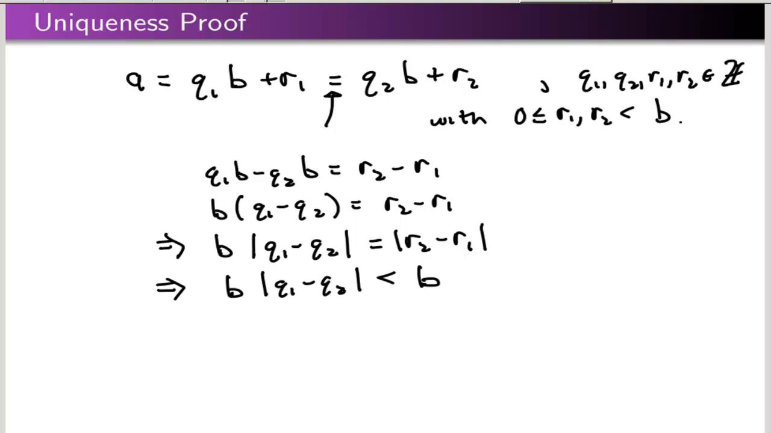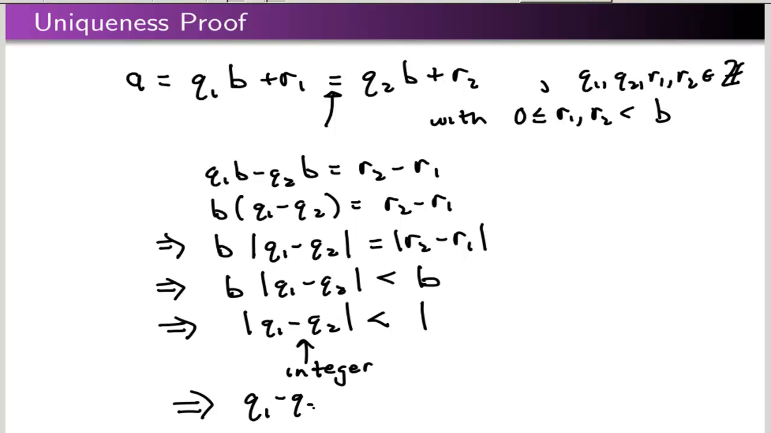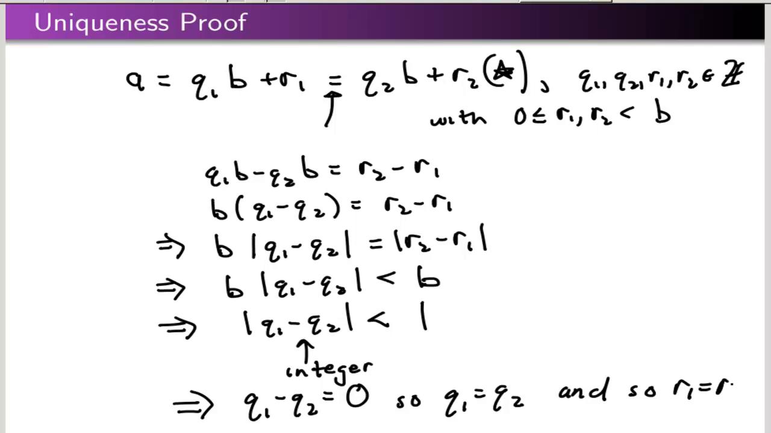Well, what does that mean? You have a multiple of B strictly less than B, or you could go ahead and just divide out the B. You have some integer here. That's an integer whose absolute value is less than 1. Well, there is only one integer satisfying that. That would mean Q1 minus Q2 is 0. So Q1 equals Q2. And then returning to our starting point right up here, R1 equals R2. And that gives us the uniqueness.